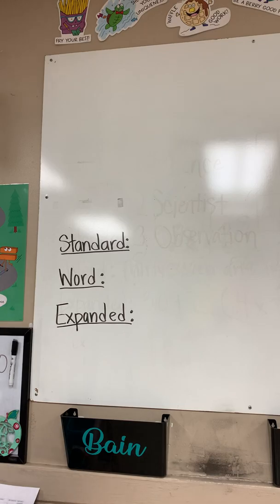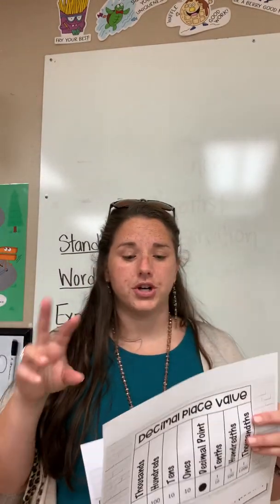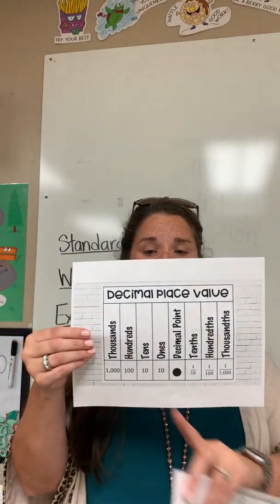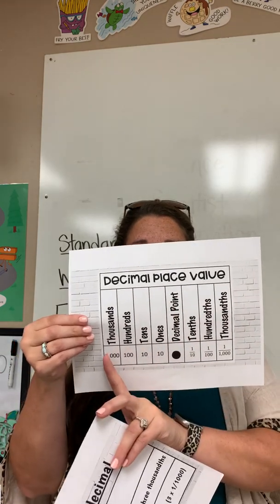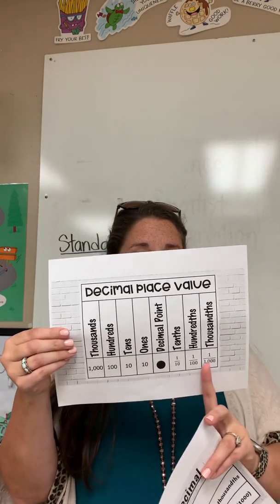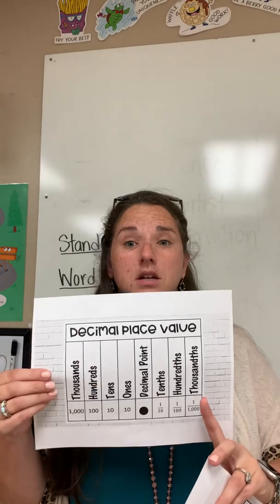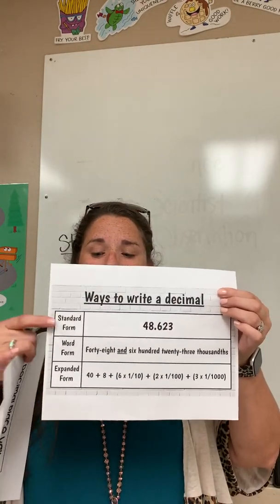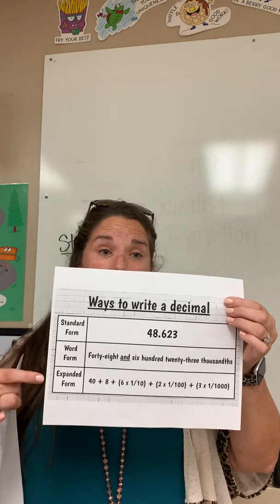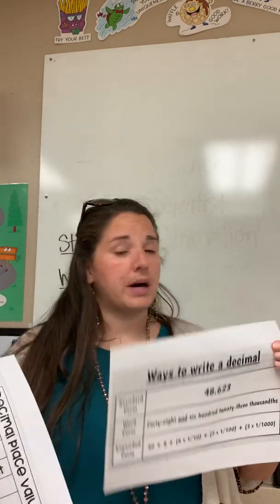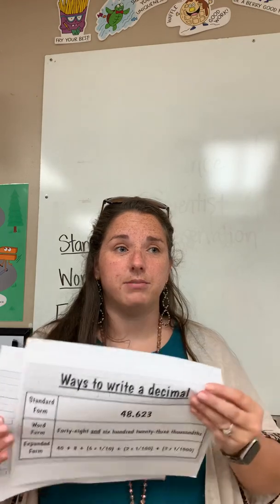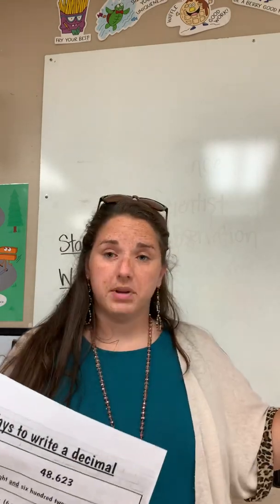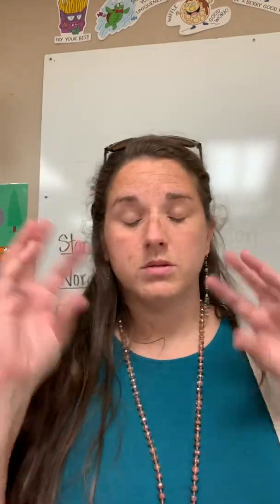Okay. So you're gonna have two anchor charts that you're gonna look at. You're gonna wanna look at this one, your decimal place value, okay? It goes from tenths all the way to thousandths, okay? And then you're gonna wanna look at this, ways to write a decimal: standard form, word form, and expanded form, okay? So I'm gonna take the phone and I'm gonna go over the decimal place value anchor chart, okay?